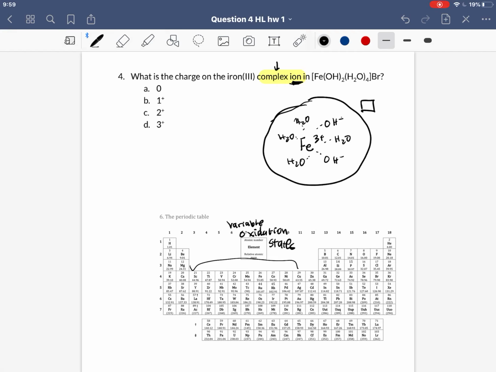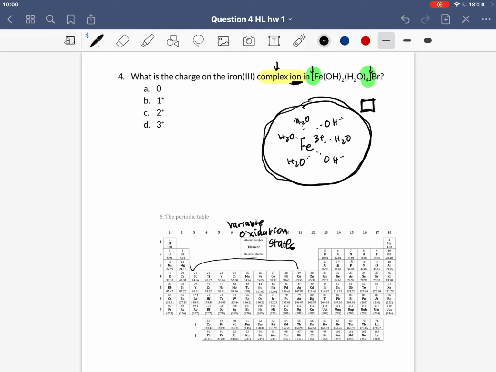All of this together that's within the circle that I have here is the complex ion. What they're asking me for is what is the charge in total of all of these atoms together. So the complex ion, that's the part that's within these brackets here. And then the Br is associated with the complex ion, is attracted to the complex ion, and all together they form a connection. But the actual ion, the part that they're asking us about, is in the brackets here.